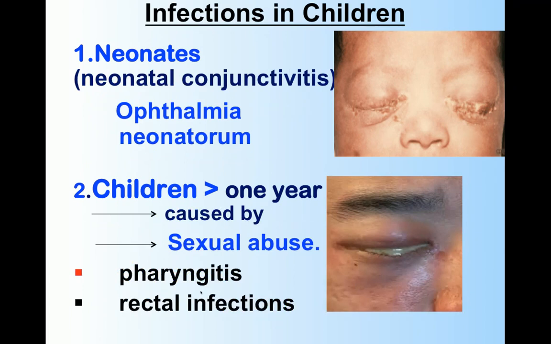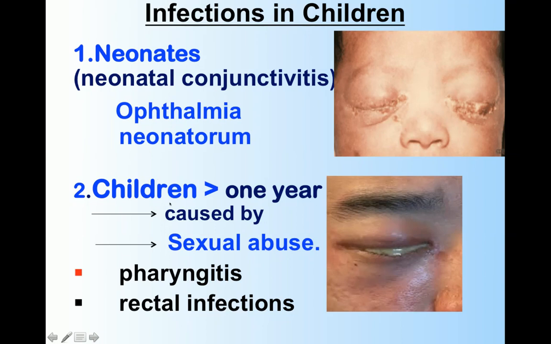Infections in children are very important. Two types of infections have been observed. One, infections which are seen in the neonates, and this is in the form of neonatal conjunctivitis, and the other name for this is ophthalmia neonatorum. This is something very important. You're asked about it in your exam. You get an MCQ on it. You can get a part of the SCQ on this part.